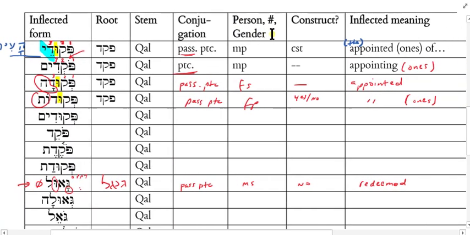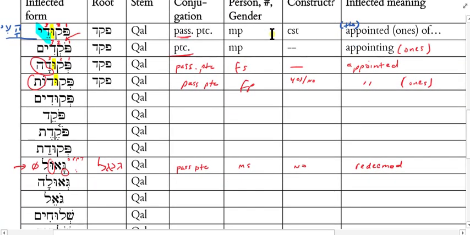Yes? I just had a question about the active participle, the feminine singular and the masculine singular. What would the construct version of it look like? Or do they have a construct version? Like for the sixth and seventh one down. Oh, right. Yes. No, you usually won't see a difference.